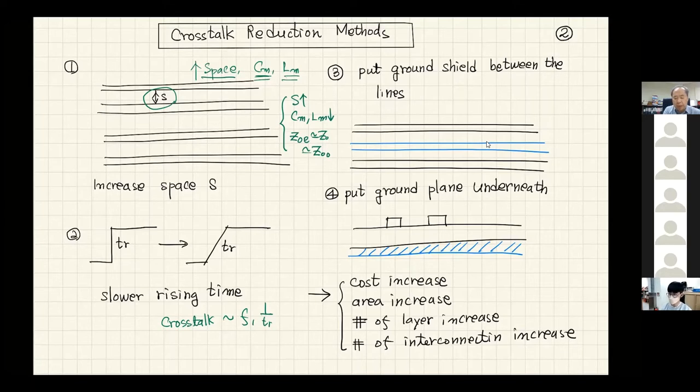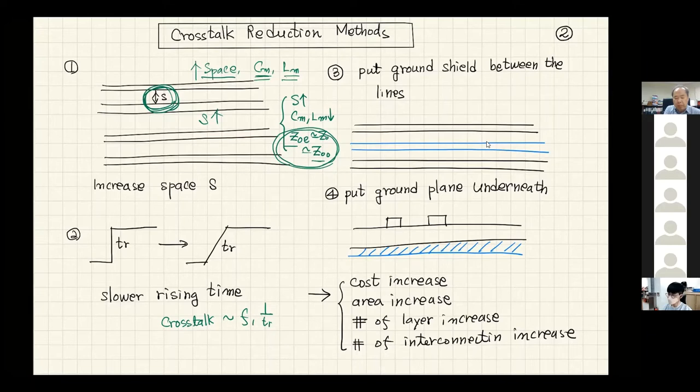Also, if space is increased, even mode and odd mode impedance become very close to each other. That is another situation where we can reduce the crosstalk. Later in this class, we will talk about odd mode impedance and even mode impedance more closely, as related to crosstalk reduction methods. Anyway, spacing is a very good way, number one, a principle to reduce crosstalk.